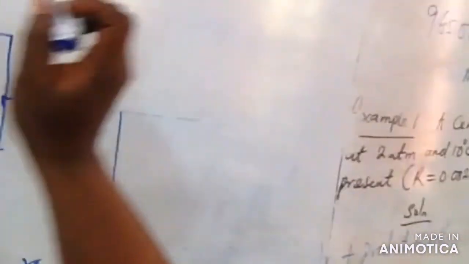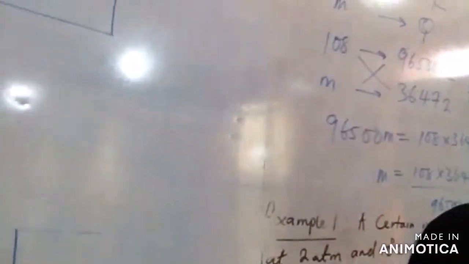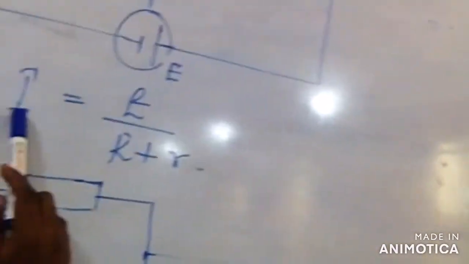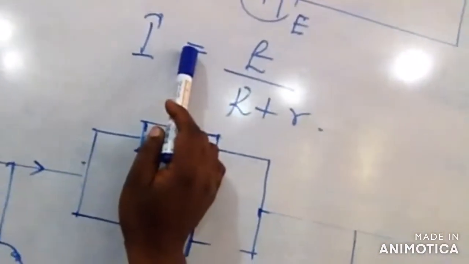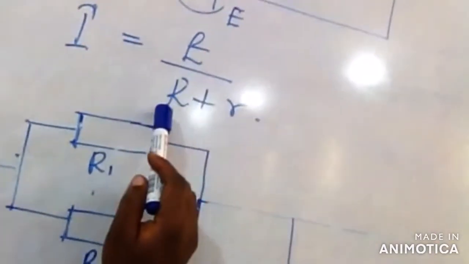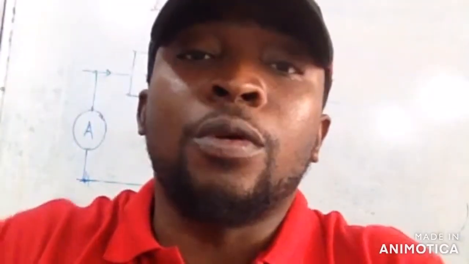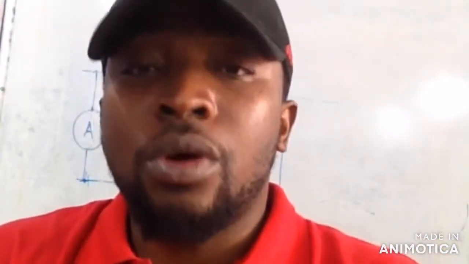Alright, so now when I want to find current in this type of circuit, I simply need to apply this equation. I equals what? E divided by R plus r. Now, when you have more than one cell in your circuit, or you have more than one resistor in the external circuit, how do you find current flowing in such circuit?